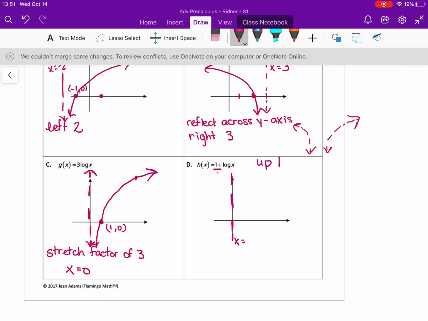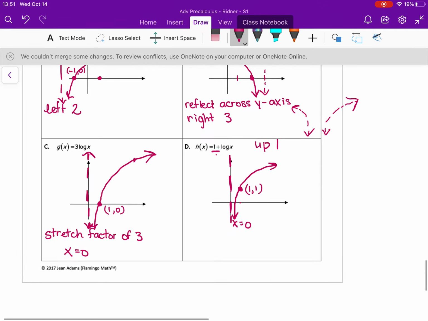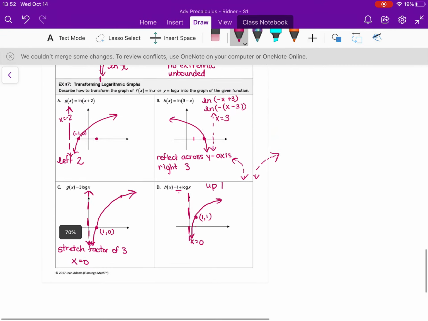Okay. So same vertical asymptote, x equals 0. But instead of 1, 0 as my point, I now have 1, 1 as my point. That 1, 0 went up 1.